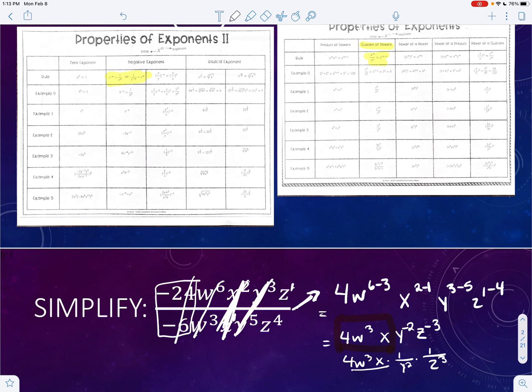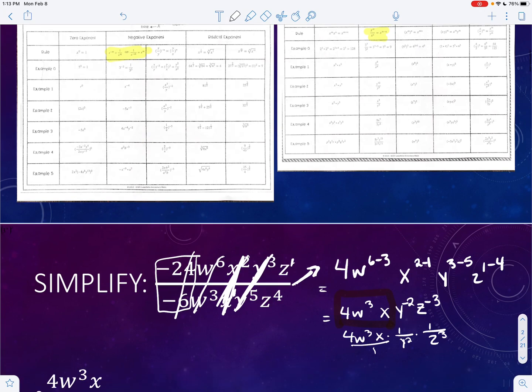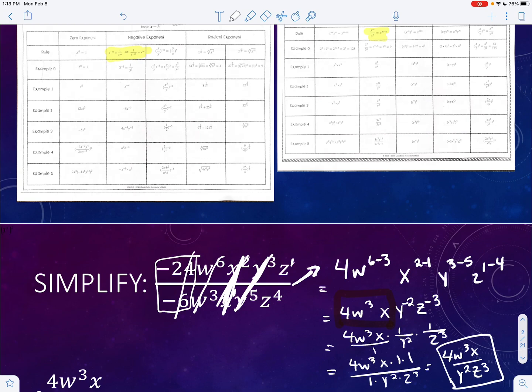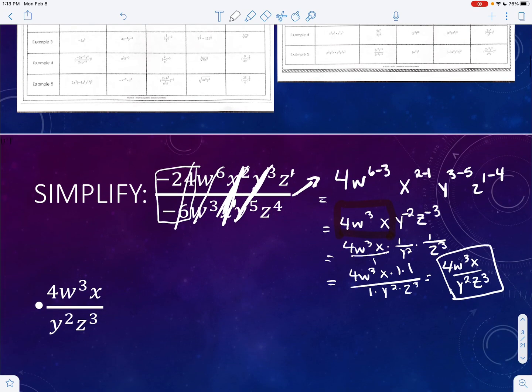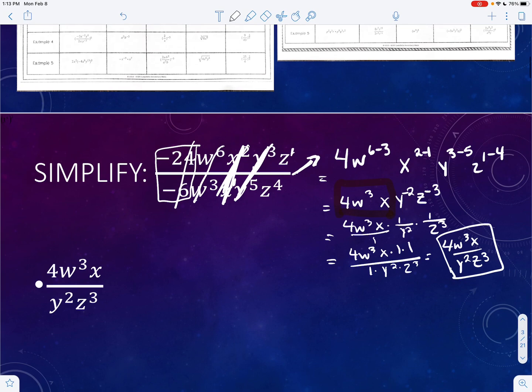And now we just need to be multiplying here. So this becomes 4w cubed x times 1 all over 1 times y squared times z cubed, and this will basically give us 4w cubed x over y squared z cubed. You don't have to do it like that, but I wanted to make sure it was understood why this answer is the answer. All right, let's go to the next problem.